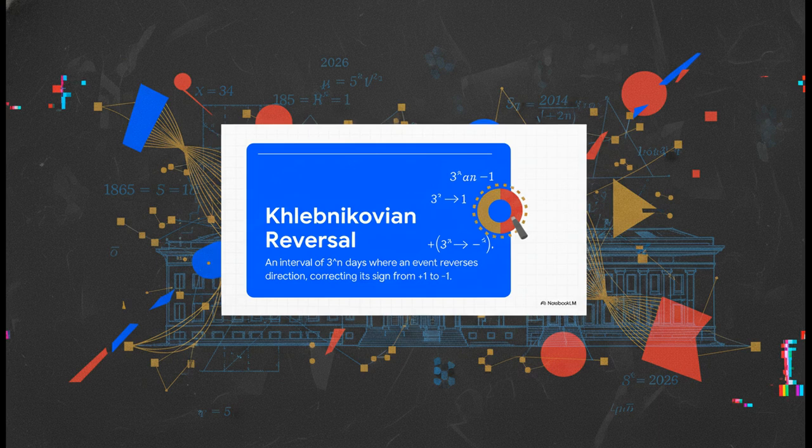It's the precise point where a system, having swung as far as it possibly can in one direction, attempts to correct its sign, flipping from a +1 of forward momentum to a -1 of reversal. Think of a pendulum reaching its absolute highest point before it has literally no choice but to swing back.